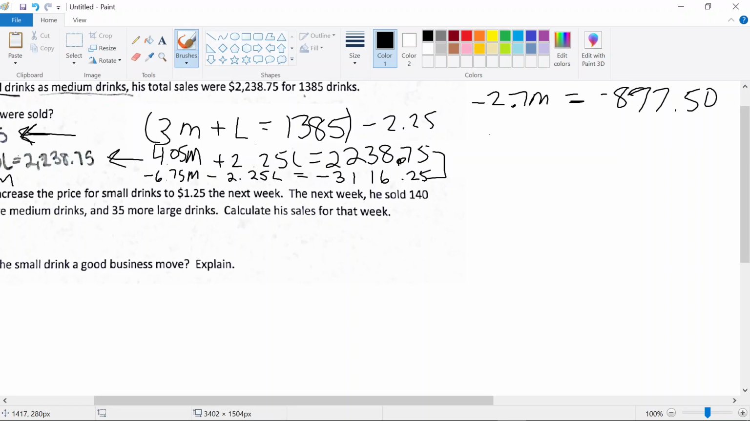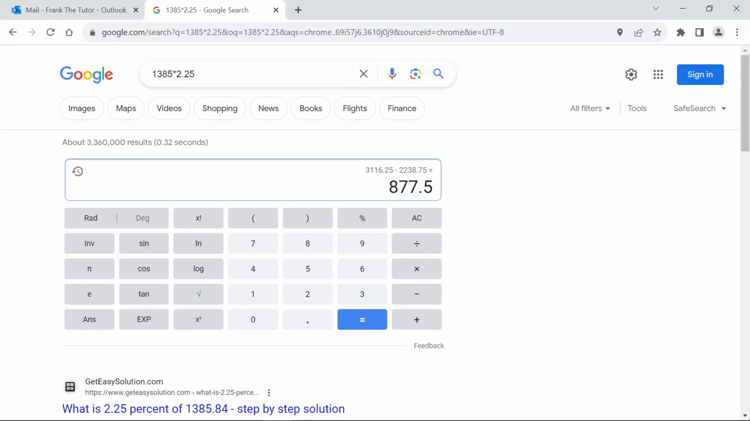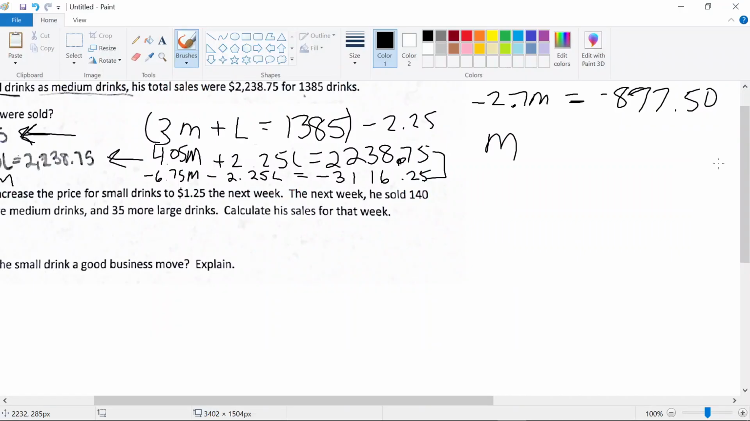So now I have to divide negative 877.50 by negative 2.7. On the calculator, I don't have the signs written in there, but that's okay. It's 325.